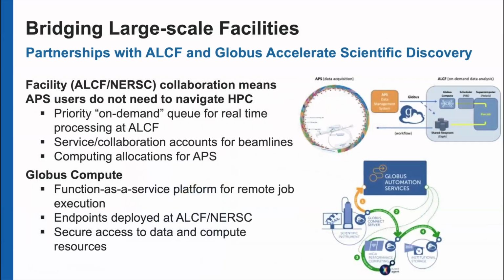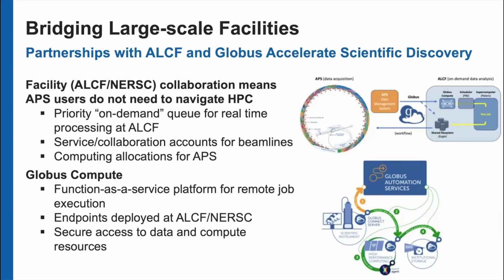So our partnership with the ALCF and Globus has been really critical for accelerating scientific discovery. We are able to use this demand queue that Christine described to get these nodes more quickly, rather than waiting in the regular production queue that most users would be using at the ALCF. So we're able to spin up the nodes as we need them while we're running this experiment.